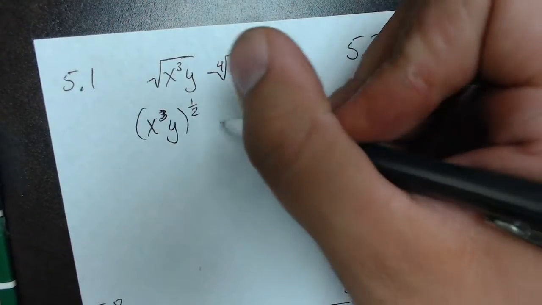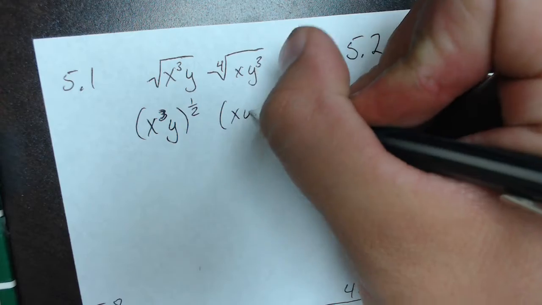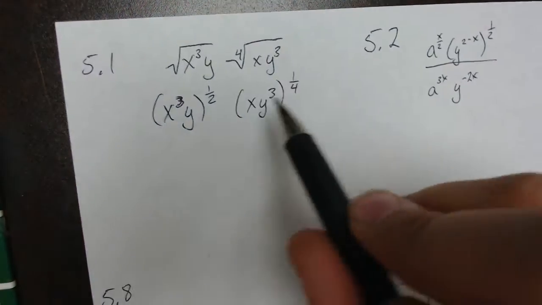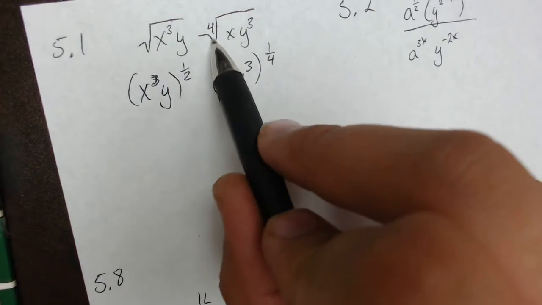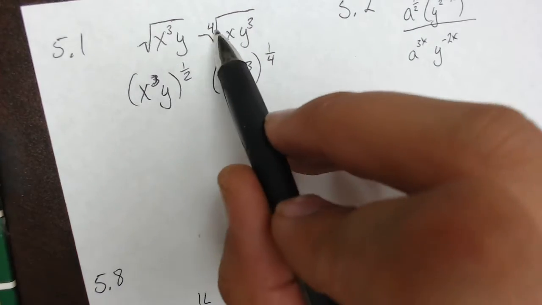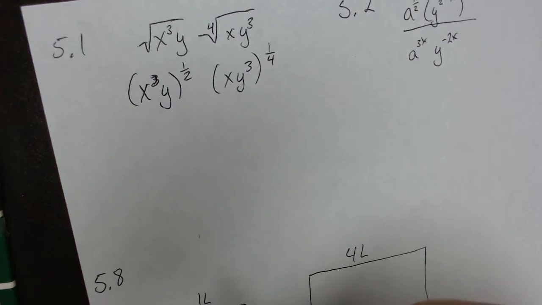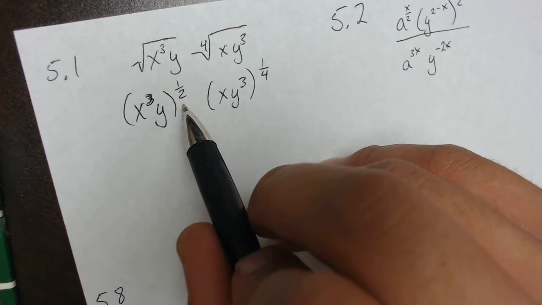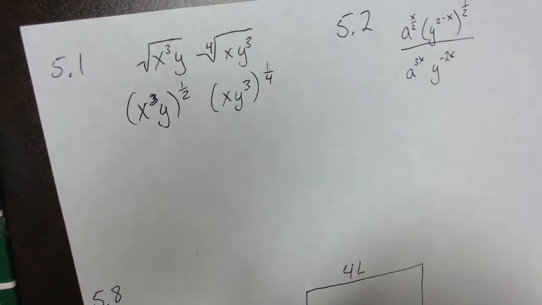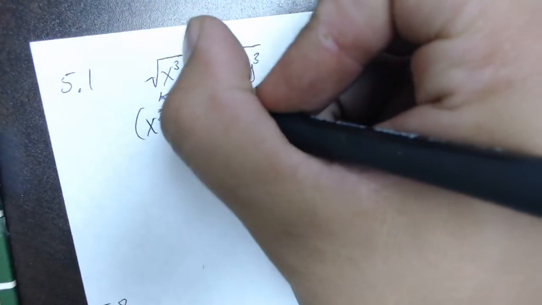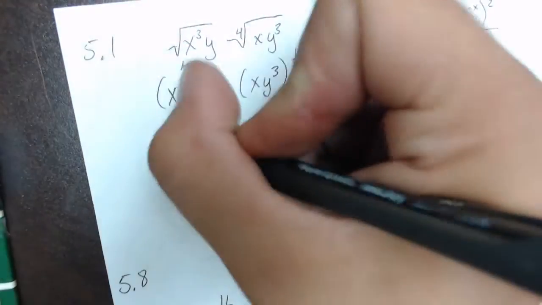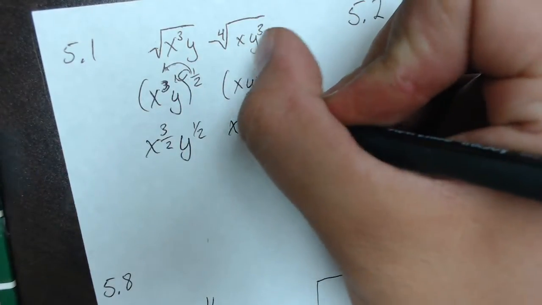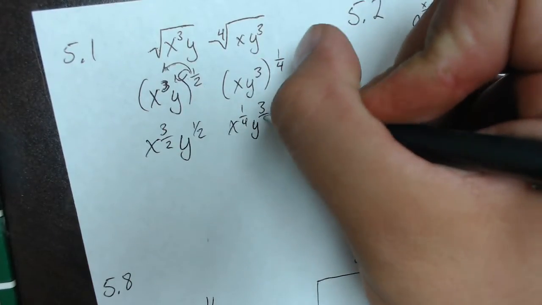Now for this number over here, it would actually be the fourth root, so it would be xy cubed times 1/4. So the way these fractional exponents work is whatever number is in this little hook of the radical, visible or invisible, is going to be the denominator of your fractional exponent. So in this case, since the invisible 2 cannot be seen, that's going to be to the exponent of 1/2, and since we do see the 4, that's the exponent of 1/4. Here we just simply distribute our exponent to give us x to the 3/2, y to the 1/2, and then x to the 1/4, y to the 3/4.